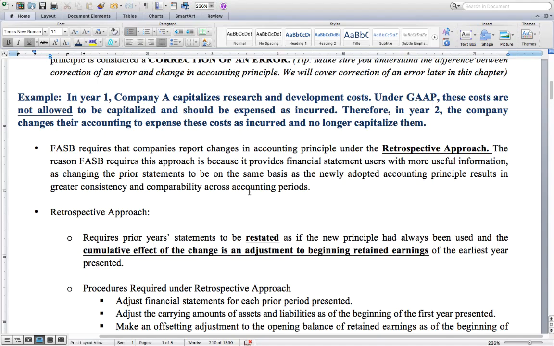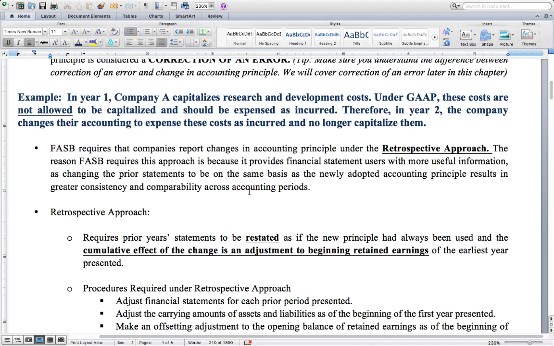FASB requires companies to report changes in accounting principles under the retrospective approach. What this essentially means is that the company has to go back to their prior year financial statements and correct them as if this new principle had been used for the entire time. We'll talk a little bit more in detail on the specifics of that, but that's just kind of the basics.